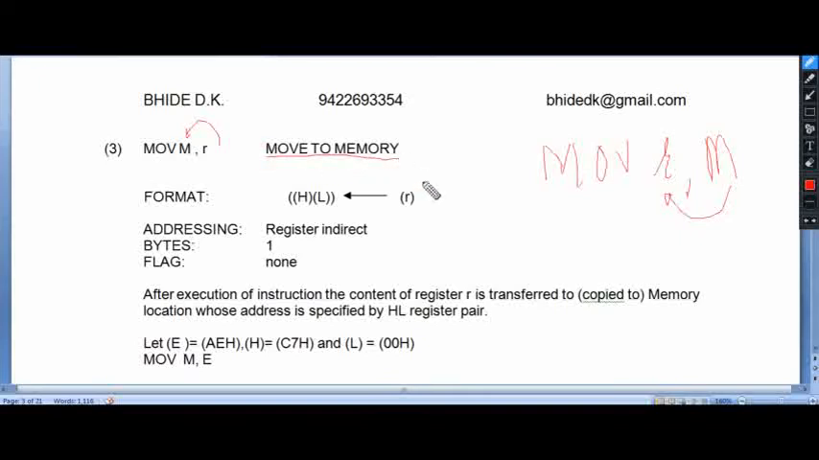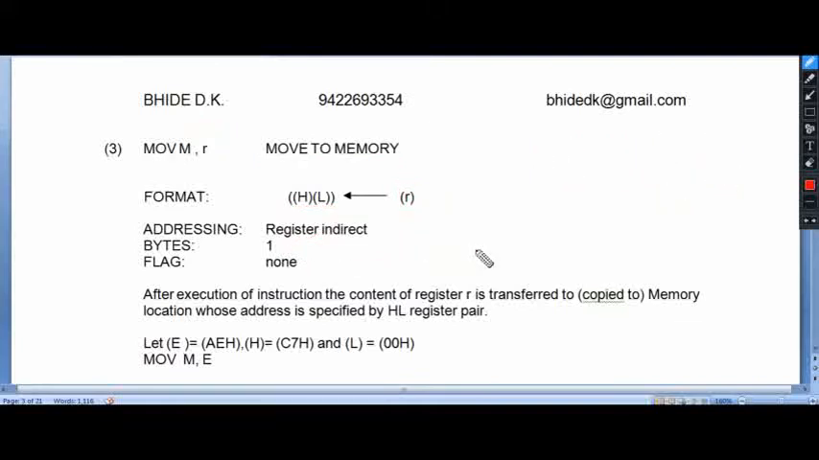Number is to be copied to memory. The format is written here. Whatever the number present in register R, it is copied to the memory, and memory is represented by the number present in HL. Just now I explained, when any register pair represents the memory, the addressing mode is called register indirect mode. Only operation code is required, therefore it is a 1 byte instruction and flags affected equal to none.